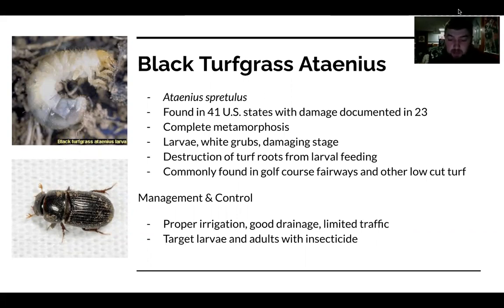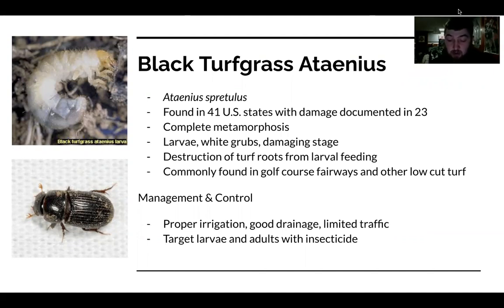Another common turf pest is a species of scarab beetle called the black turfgrass Ataenius, sometimes just referred to as BTA, or the Latin Ataenius spretulus. It's fairly widespread, being found in 41 states in the United States, and having documented damage to golf courses in 23 of them. Ataenius spretulus, in its mature form, has an elongated oblong body shape ranging from 3.6 to 5.5 millimeters in length, and 1.7 to 2.4 millimeters in width, with a shiny black color, and you can see that picture off to the side.